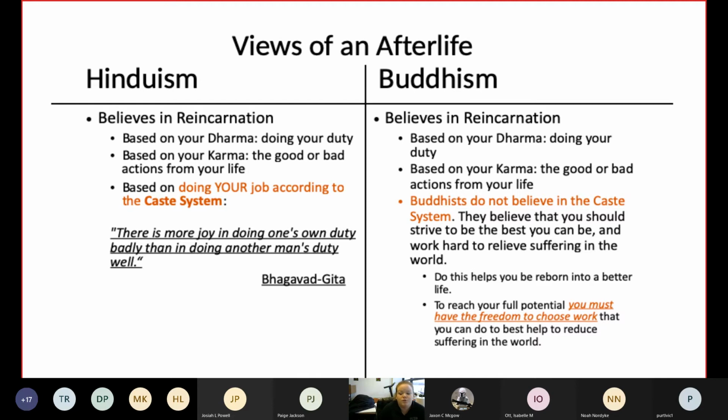And to reach your full potential, you must have the freedom to choose your work. So it's not just doing good at what you're told to be doing, but doing good at what you choose to do as well. So what's the difference between Hinduism and Buddhism and reincarnation? I think that's pretty much what the question says on your notes. There's a note about reincarnation. What's it say?